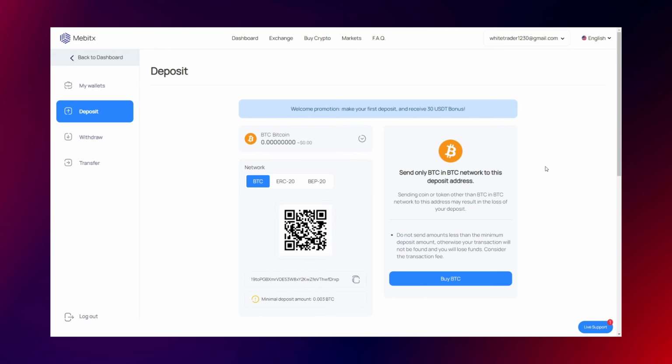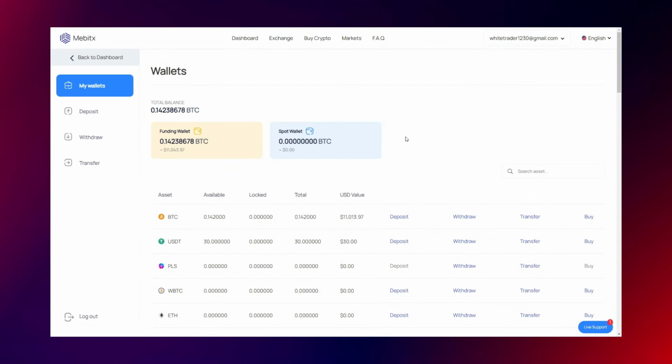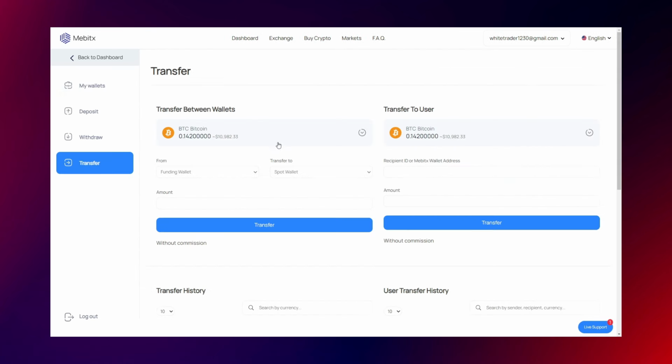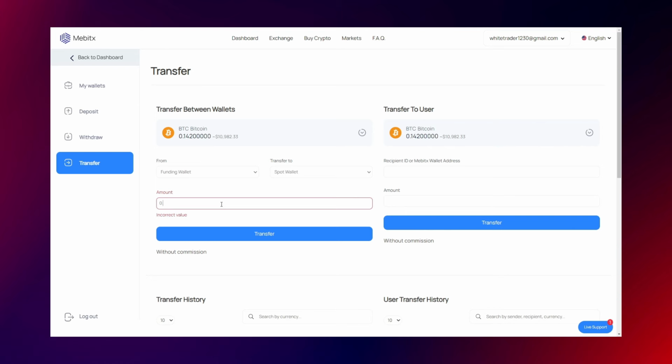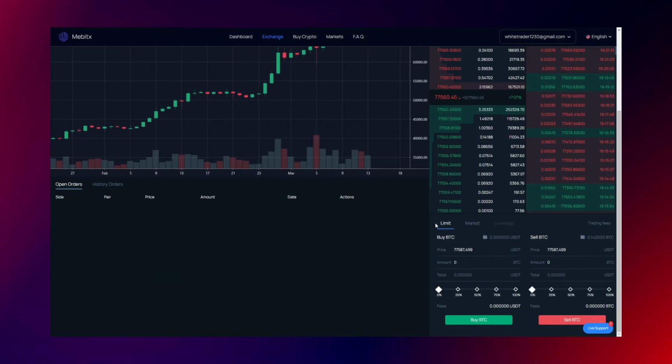I have successfully made a deposit of $10,000. I sent 0.142 Bitcoins. And as you can see, I also received a deposit bonus of 30 USDT. Now we need to transfer our Bitcoins from funding wallet to spot wallet, and after that we can sell our Bitcoins. After a successful transfer, we need to go to the Exchange tab and then select Market here and enter the amount of Bitcoins we want to sell, and then click on the Sell BTC button.